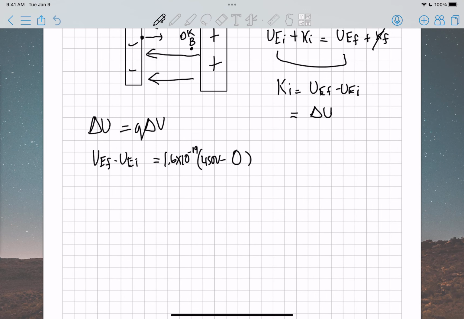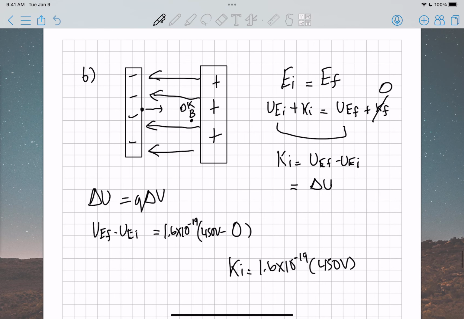And that's equal to some initial kinetic energy. So 1.6 times 10 to the negative 19 times 450 is equal to Ki. So you start off with your Ei equals Ef equation, right? You have some combination of initial energy, some combination of final energy. We know that our final kinetic has to be 0 based on the problem. They said point B. This is basically like saying EA versus EB, and at point B, they said there's no kinetic energy.